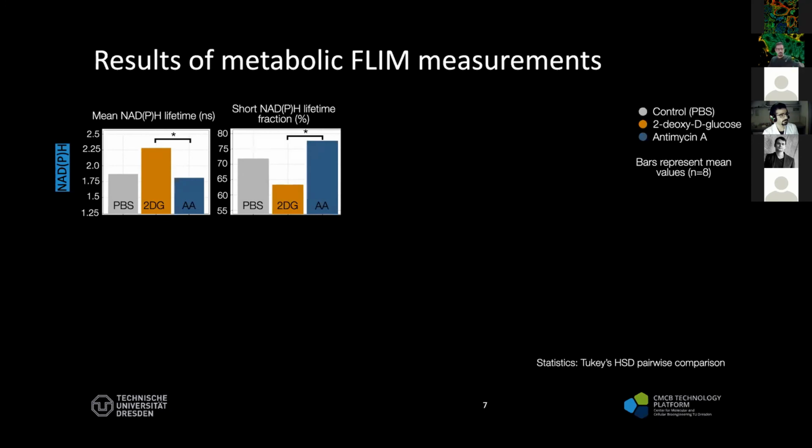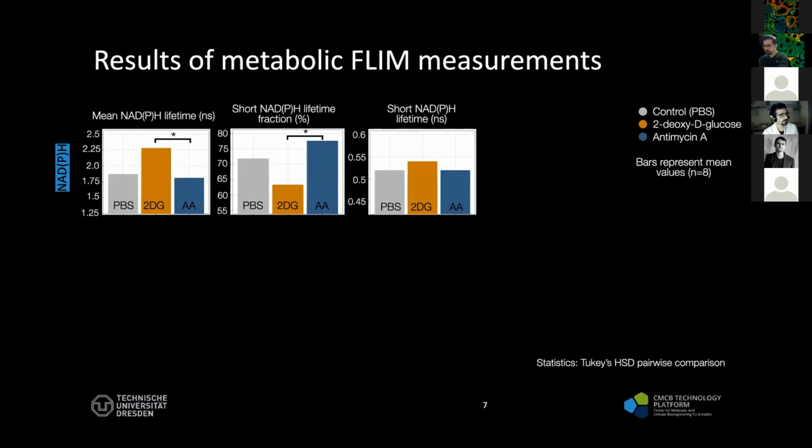If we only focus now on the percentage of the short lifetime, this being the free NADH, we can see that inhibition of glycolysis in orange reduces this short lifetime fraction, while antimycin A, inhibition of oxidative phosphorylation, increases this. So this was the tendency which we exactly expected in the beginning. Inhibition of glycolysis shifts towards more bound or long lifetime fractions, while antimycin A shifts towards glycolysis.